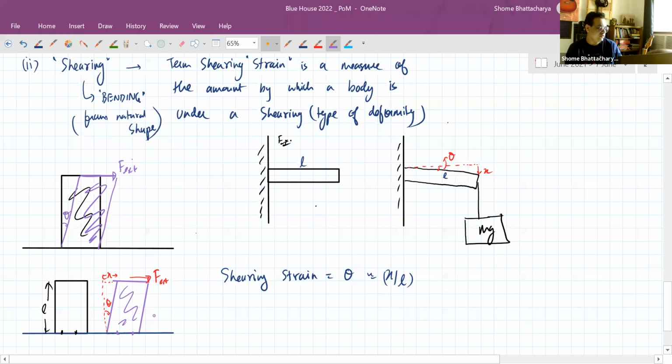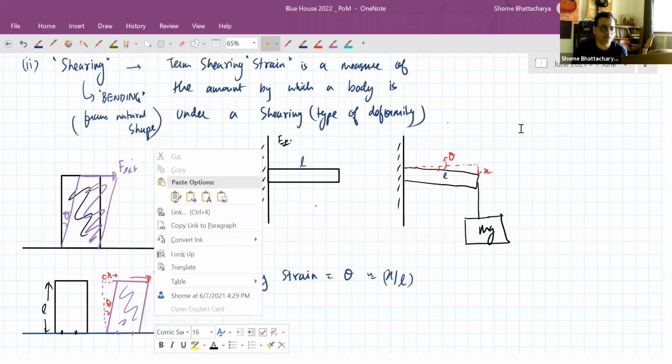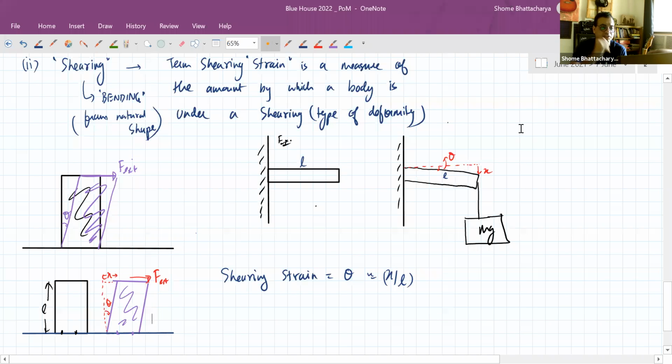So a type of deformity where the material, instead of compressing or extending from some natural length, is undergoing a bending. It's bent out of shape. That is called shearing. And the extent of shearing, the amount of deformity, is measured by the angle by which it is bent.